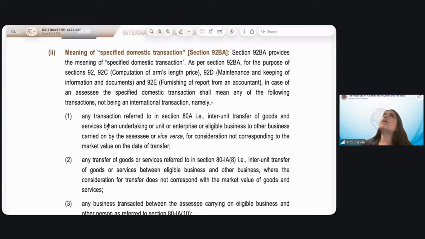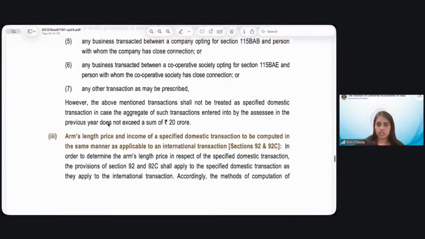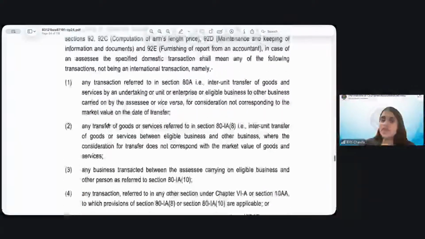There was a time that any two entities in India were subject to a specified domestic transaction if the threshold was more than 5 crores. But now they have made a lot of changes. Now they have deleted the concept of 40A(2)(b) from specified domestic transaction, and they have narrowed the scope of specified domestic transaction. You have to note two things. Now, the threshold is 20 crores, it's not 5 crores, and they have deleted the 40A(2)(b) provision from specified domestic transaction.